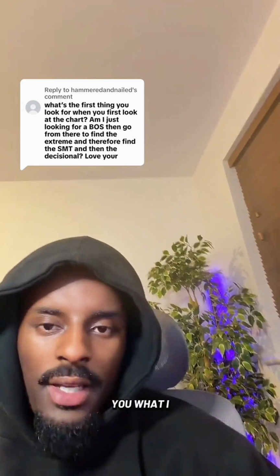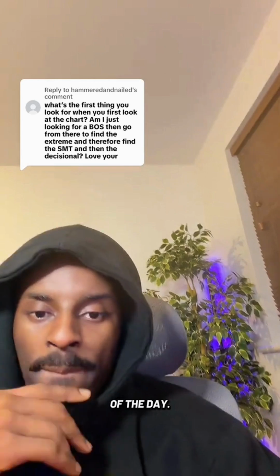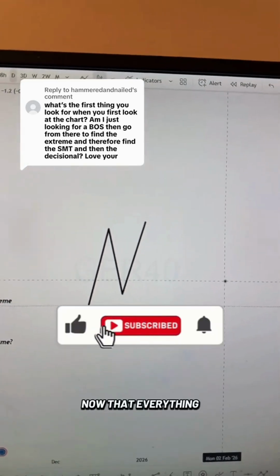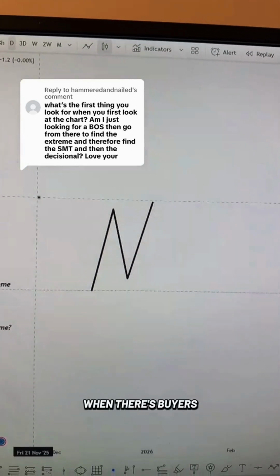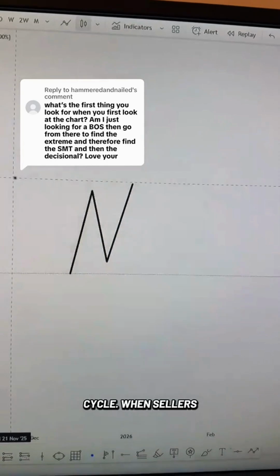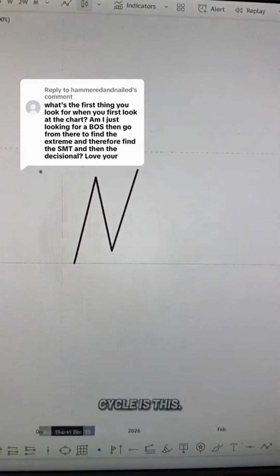Let me show you what I do when I approach the charts, let's say at the beginning of the week or at the beginning of the day. So I approach the market like this now: everything is a cycle. When there are buyers in the market, they have a cycle. When sellers are in the market, they have a cycle. And that cycle is this.